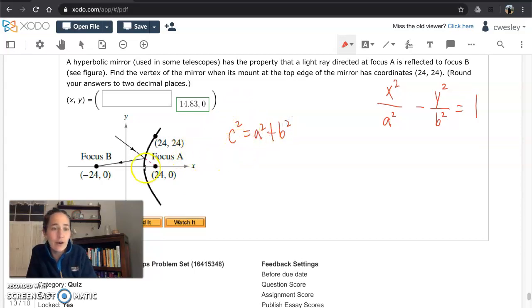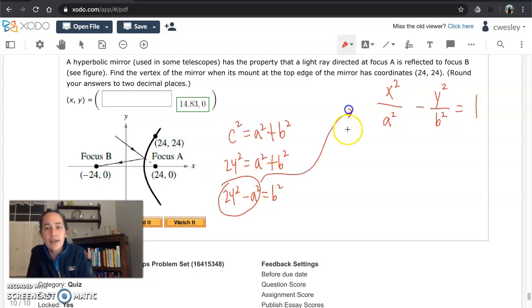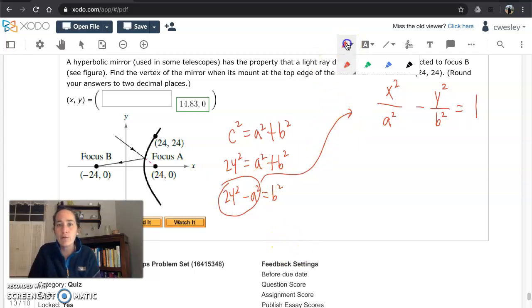And we know c squared. We know center to focus is 24 units. So 24 squared equals a squared plus b squared. Use it. I think we'll get this whole problem in terms of a. So let's go 24 squared minus a squared equals b squared. And this is going to get plugged into that just to get rid of one of the variables.